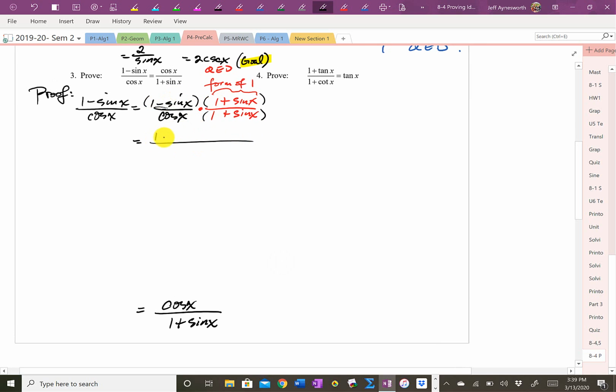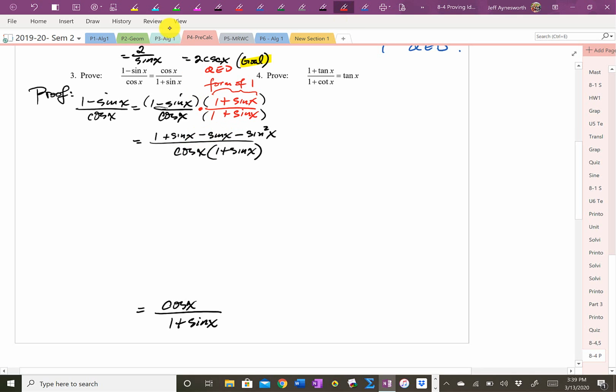1 times 1 is 1. 1 times sine x is sine x. Negative sine x times 1 is negative sine x. And then negative sine x times sine x is negative sine squared x. And then divided by the denominator, which is cosine x times 1 plus sine x. I'm not going to distribute there. Leave it in factored form.